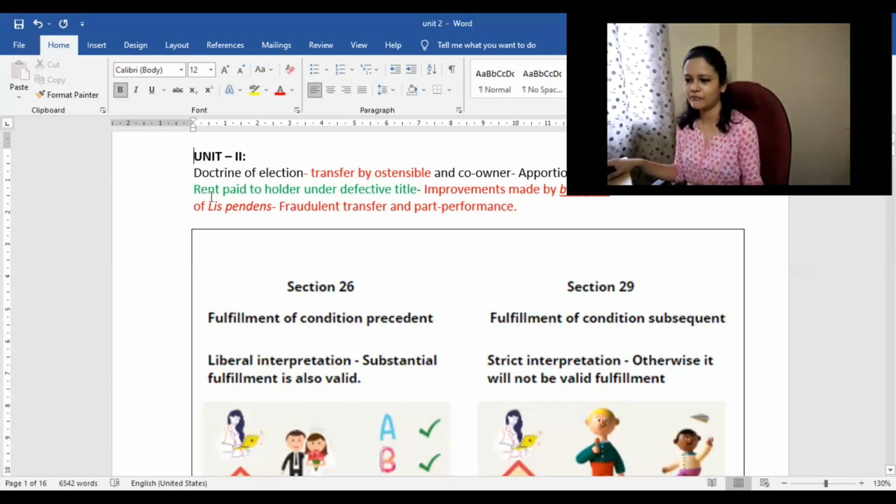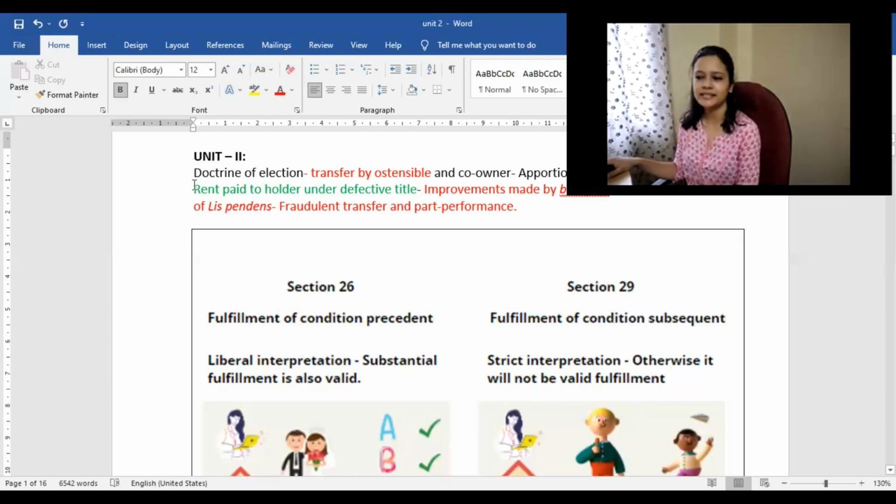Then we have one more concept, rent paid to holder under defective title, which is somewhat similar to improvements made by bona fide holder. In good faith, without any bad intention, you held the property, you genuinely thought it's yours, you did some improvements. So what will happen to those improvements? That is improvements made by bona fide holder.